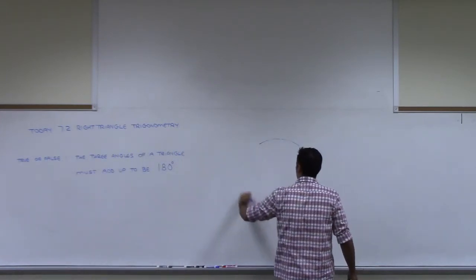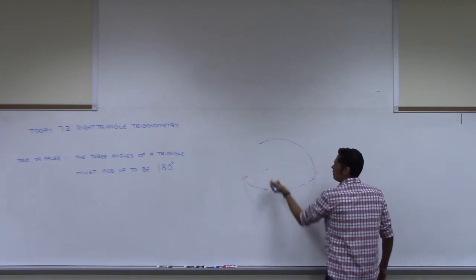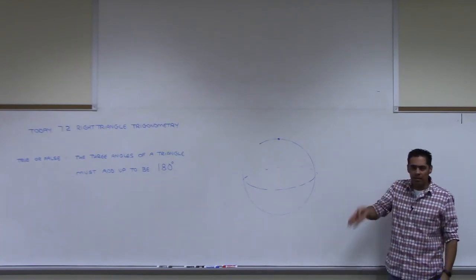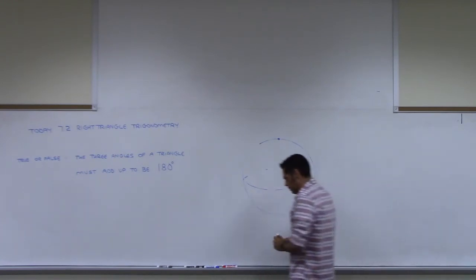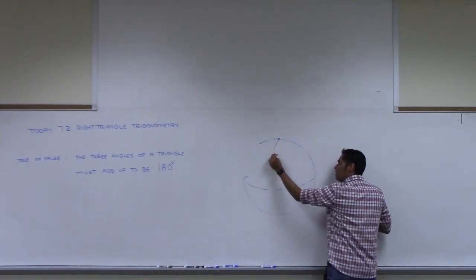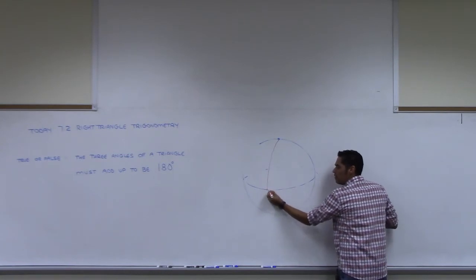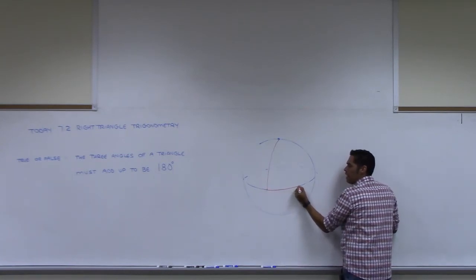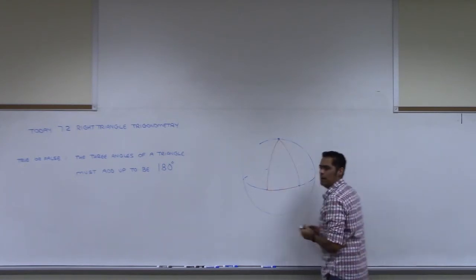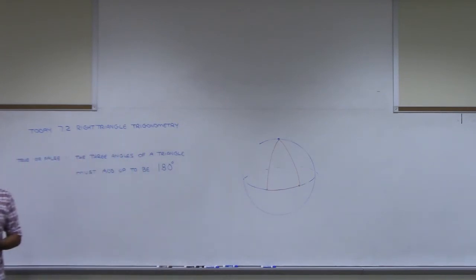Here's the Earth. Say that's the equator there. We start at the North Pole, and we head straight down to the equator. Let me do this in a different color. We follow the curvature of the Earth down to the equator. Then from there we move along the equator some distance, and then we head back to the North Pole. Do you see that? That would be a triangle on a sphere.